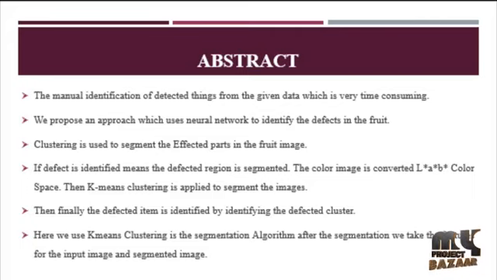Manual identification of defects from the given data is very time consuming. We are proposing an approach which uses a neural network to identify the defects in the fruits. Clustering is used to segment the affected part in the fruit image. If a defect is identified, the defected region is segmented.